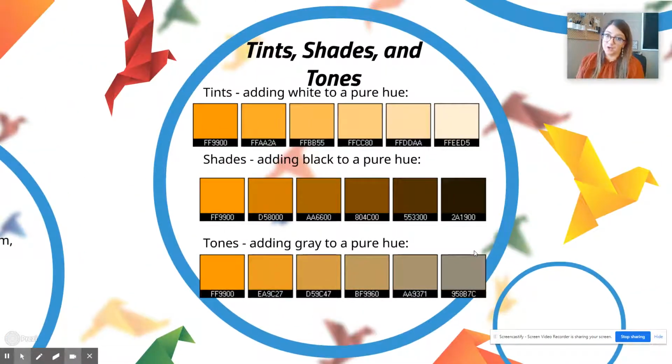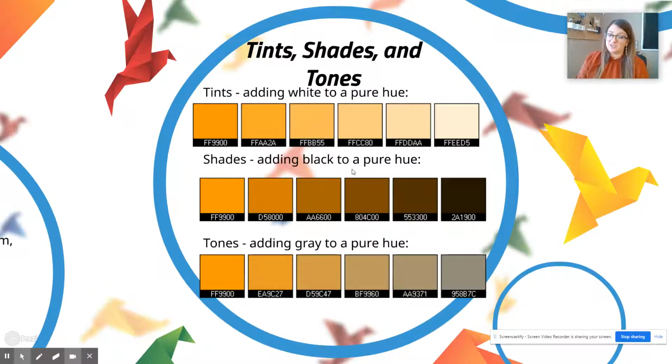Tint, shade, and tone. This is also something that you're going to have to memorize. Tint is adding white to a pure hue. Shade is adding black to a pure hue, and tone is adding gray to a pure hue. So let's say that you're mixing paint. So let's say you have this basic orange color. If you want it to be lighter, you're going to add white.